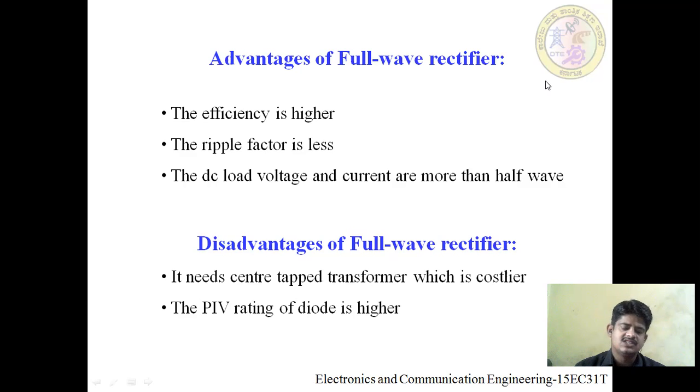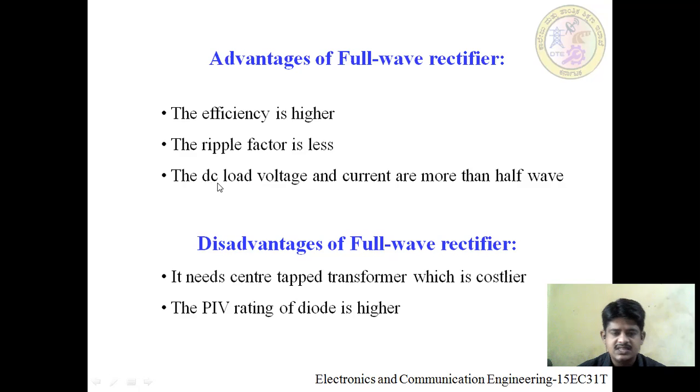Coming to the advantages, the bigger advantage is its efficiency. Just now we have seen its efficiency is 81.2%, so very good efficiency. In a half wave, it was only 40.6%, less than 50%. So the first bigger advantage is that efficiency is higher, and the ripple factor is less, meaning the amount of ripple present in the output will be very small compared to the half wave. It's one more big advantage.